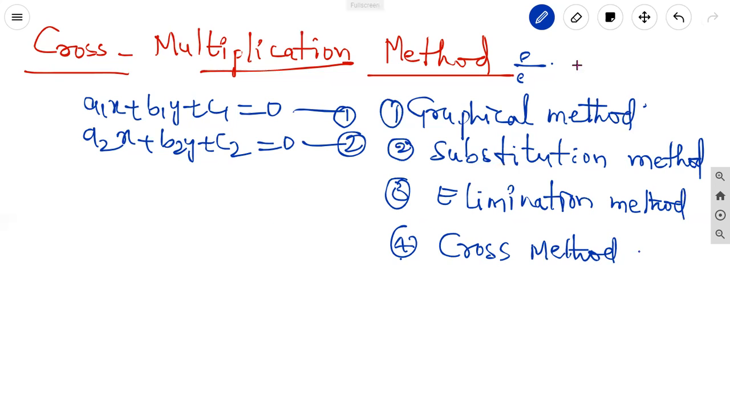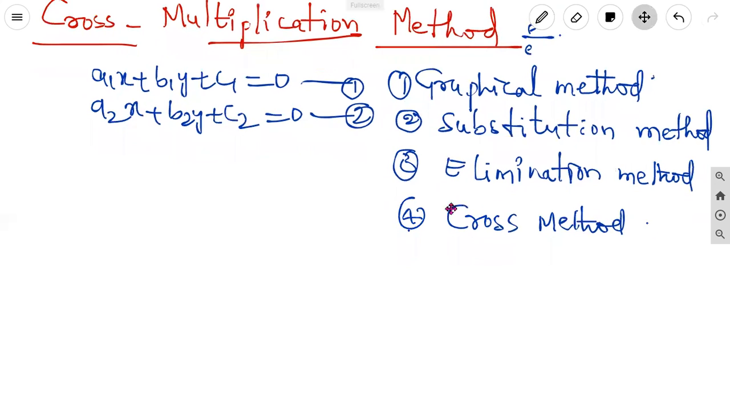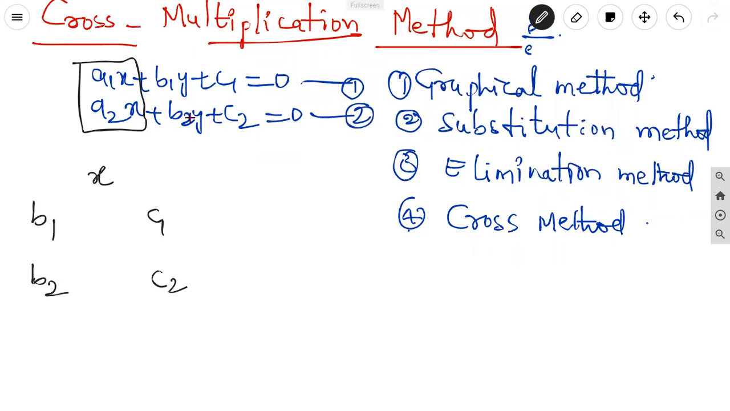In cross multiplication, how do we find the given unknown variable values from the equations? Here, first, this is the x component, the x coefficients. You want to take the x relation in between, so take the coefficients of y, b1, b2, in the same order, and for equations 1 and 2, c1, c2. You take only the constants, and you skip the x coefficients. In the two equations, you take the coefficient of y and the constant.